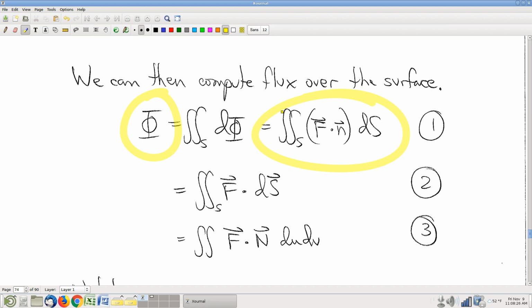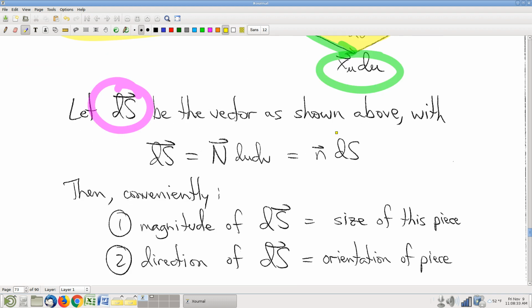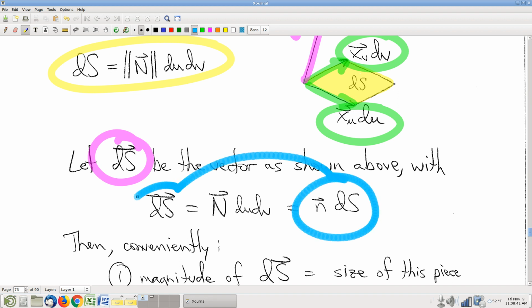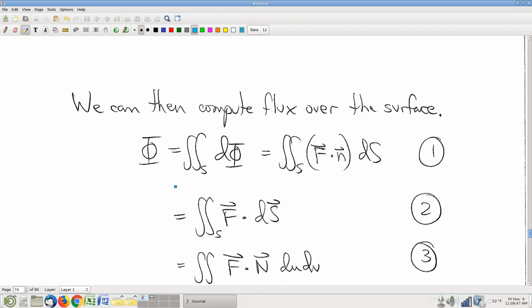Now, I like to write this a little bit differently. This is my personal preference. Everybody's different, right? But I make the observation that this n ds, you can write as the ds vector. So this n ds, I'm going to rewrite as the ds vector.